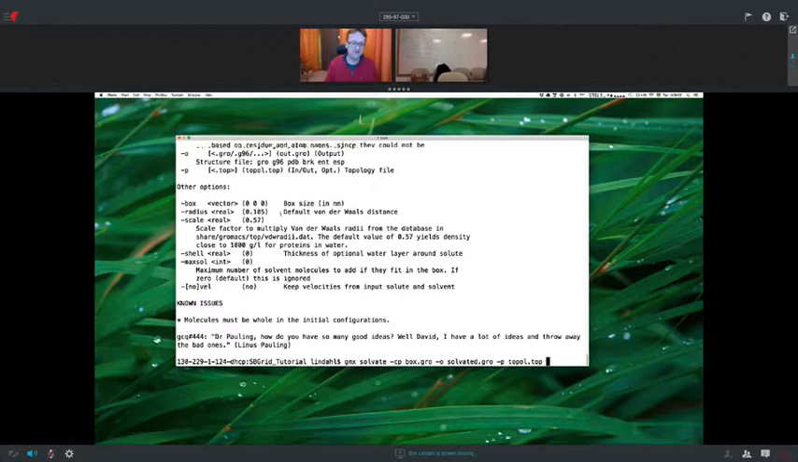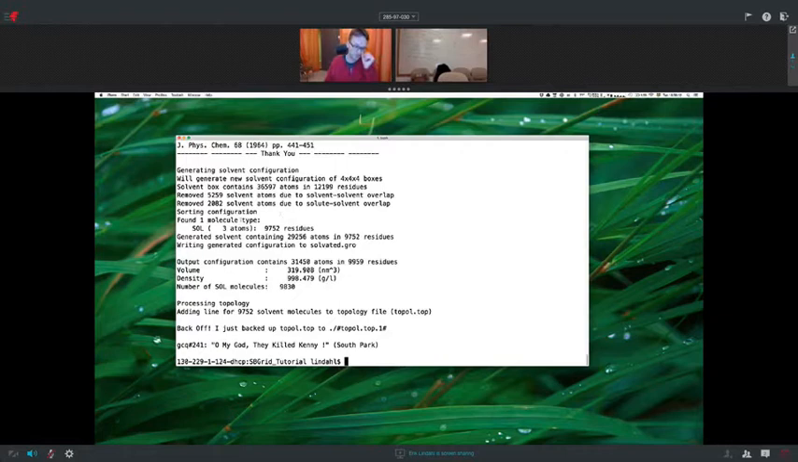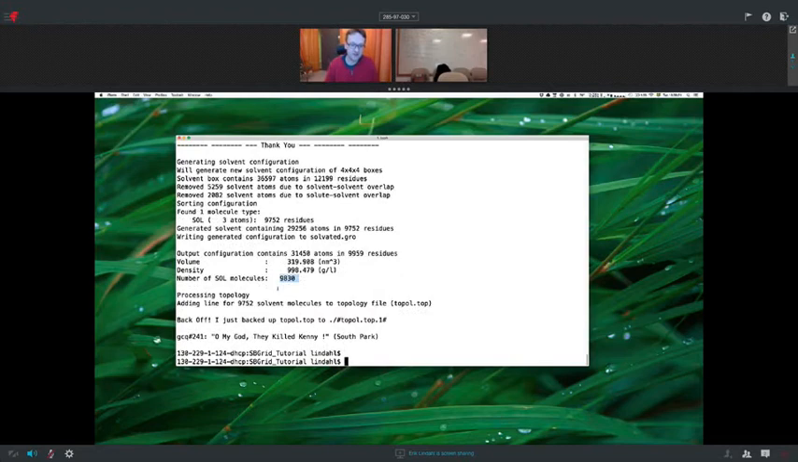If I do this, I get another bunch of lines, and the one thing I have to look at is that there were no horrible warnings here. It's just that it added almost 10,000 water molecules. So I'm not really simulating a protein. I'm mostly simulating water with a tiny amount of protein in it. We can look at this now, and we don't have to look at it with ls.